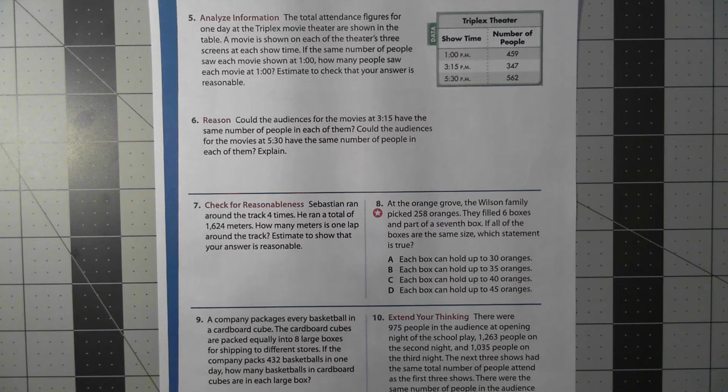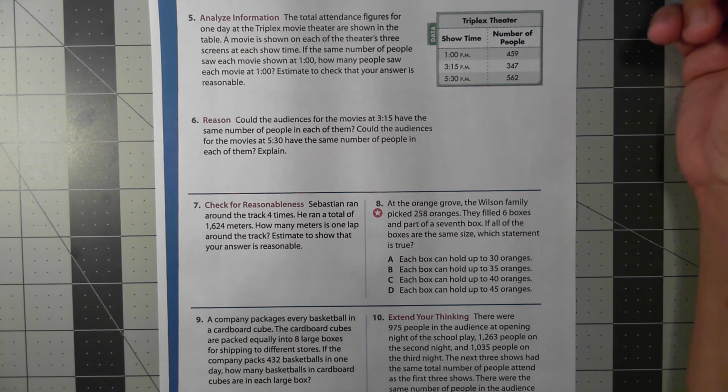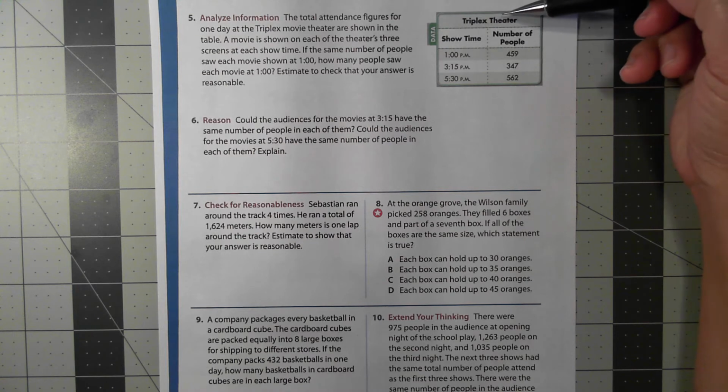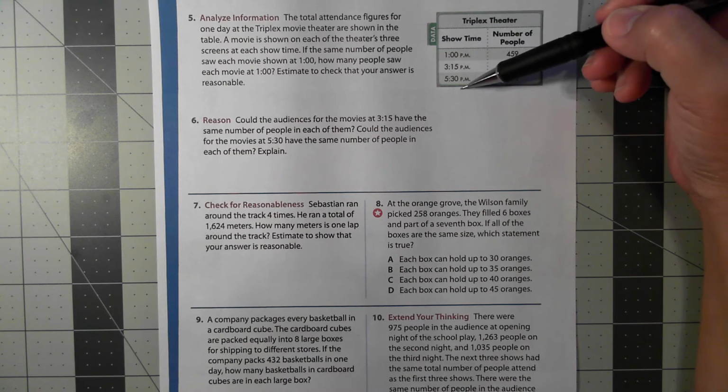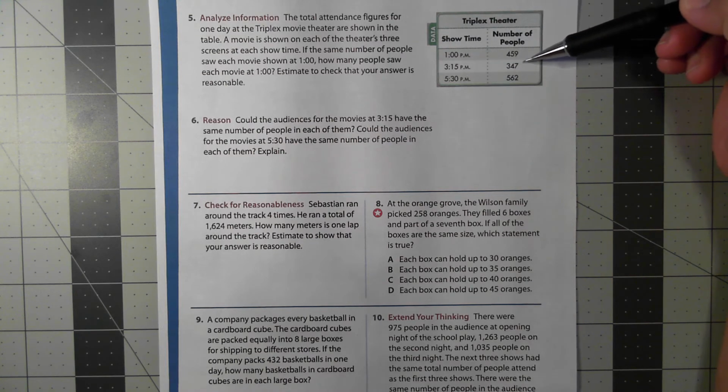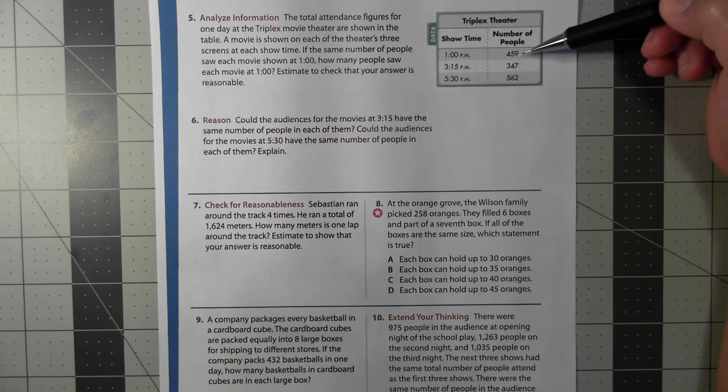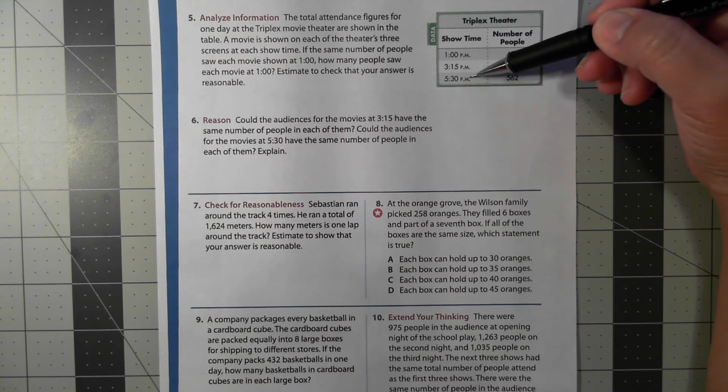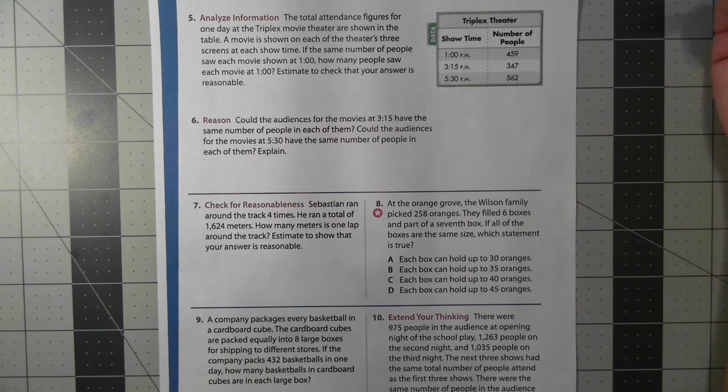Here we go. First of all, we take a look at this problem and we notice that there's a chart there. So my recommendation has always been that you take a look at the chart and kind of try to understand what it is that they're showing you. Here it says triplex theater. There are some show times and there's some people that attend those show times. And I noticed just by looking at the numbers that most people attend at 5:30 p.m. Well, what do you think that's happening? Why do most of the people go at 5:30?